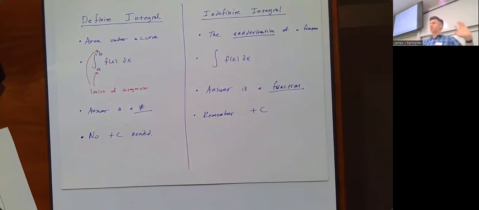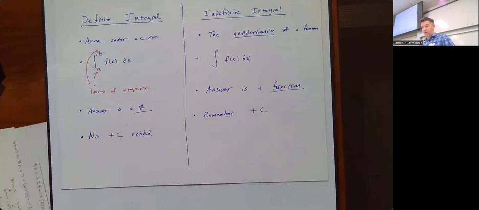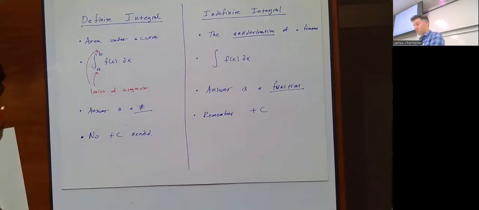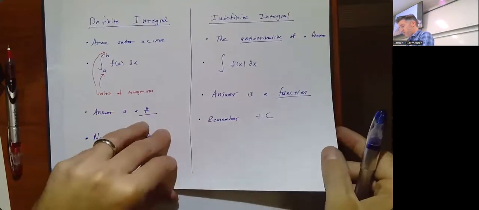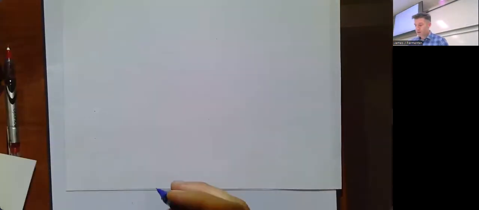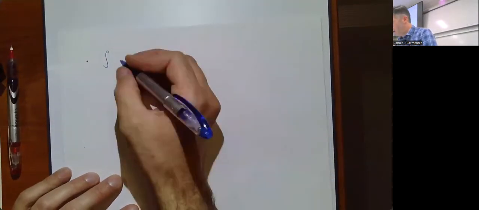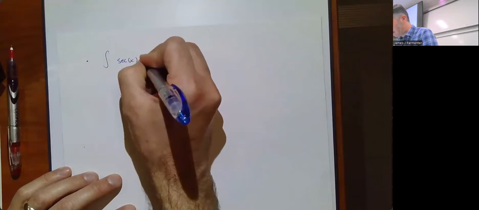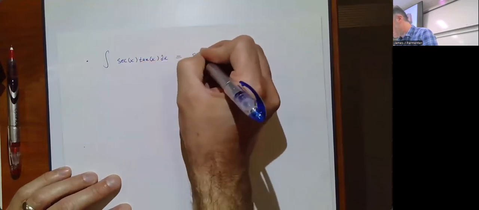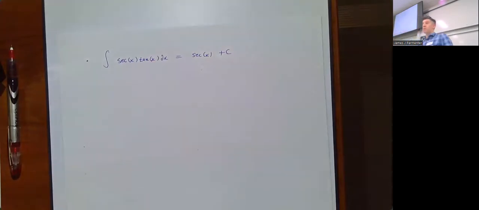I think we have at least a couple more sections to talk about before we really start talking about area under curves in earnest. So what I want to re-emphasize for all of you is that if you know some function is the derivative of something else, then you know how to find its antiderivative. So for example, you for sure know that the antiderivative of secant of x times tangent of x is equal to secant of x plus c, because we know that the derivative of secant of x is secant of x times tangent of x.